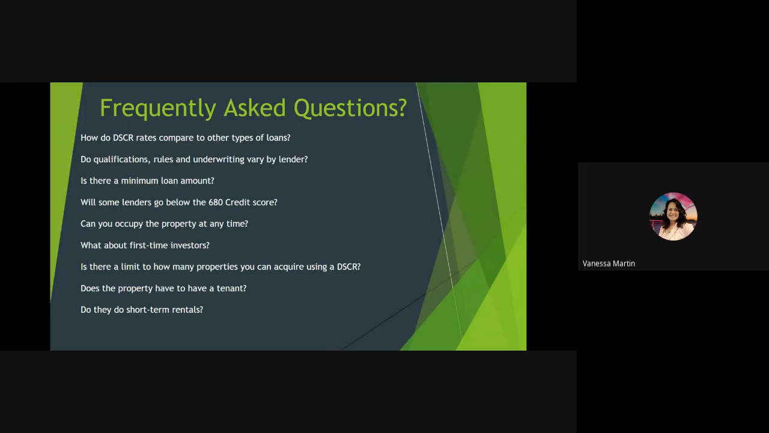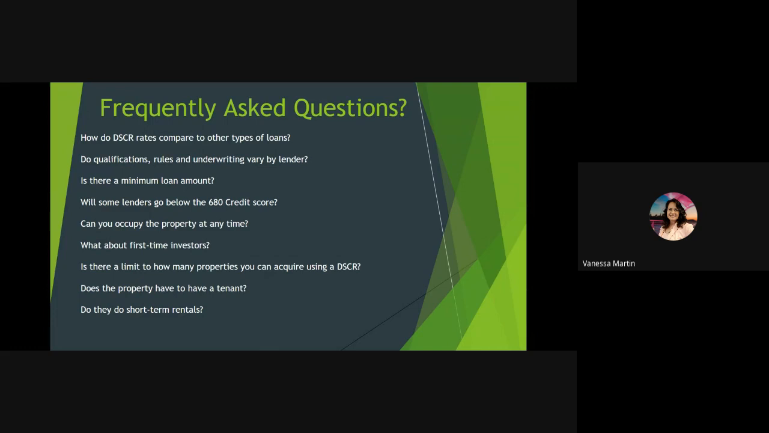Is there a minimum loan amount? Yes. The minimum loan amount for some of these lenders is $100,000. The good thing is that we do have access to private lending. So if you were to come across a project and you needed something that was below that, we can absolutely help you out with that. But again, the majority of these loans are $100,000 minimum. And again, some lenders do go below the 680 credit score. It's not unheard of. I've seen them as low as 620. But again, that is going to affect the rate in terms of the loan.